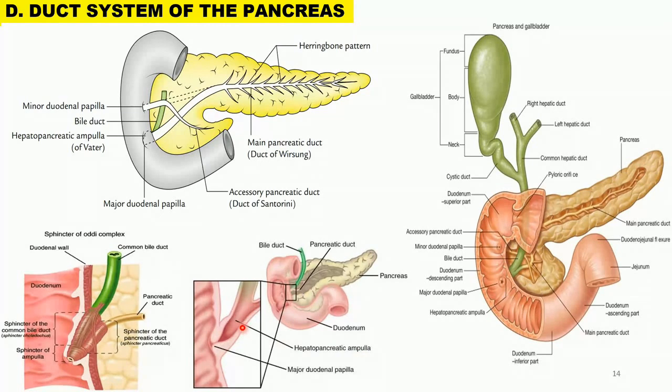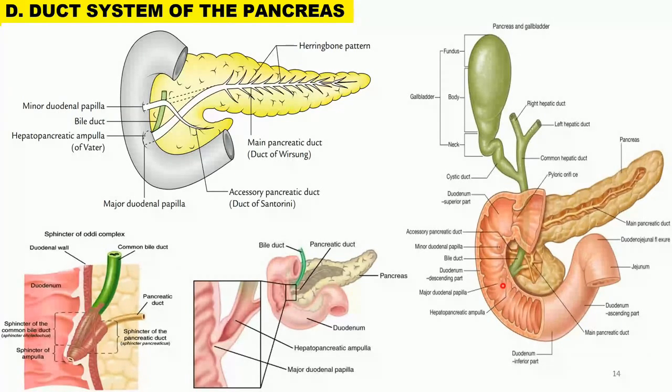That ampulla is going to be surrounded by circular muscle fibers that will basically form a sphincter, a sphincter that will regulate outflow of these secretions into the duodenum. So this ampulla is going to pierce the wall of the second part of the duodenum, and as it pierces, some part of the mucosa is going to be raised to form what we call the major duodenal papilla. This is the major duodenal papilla.